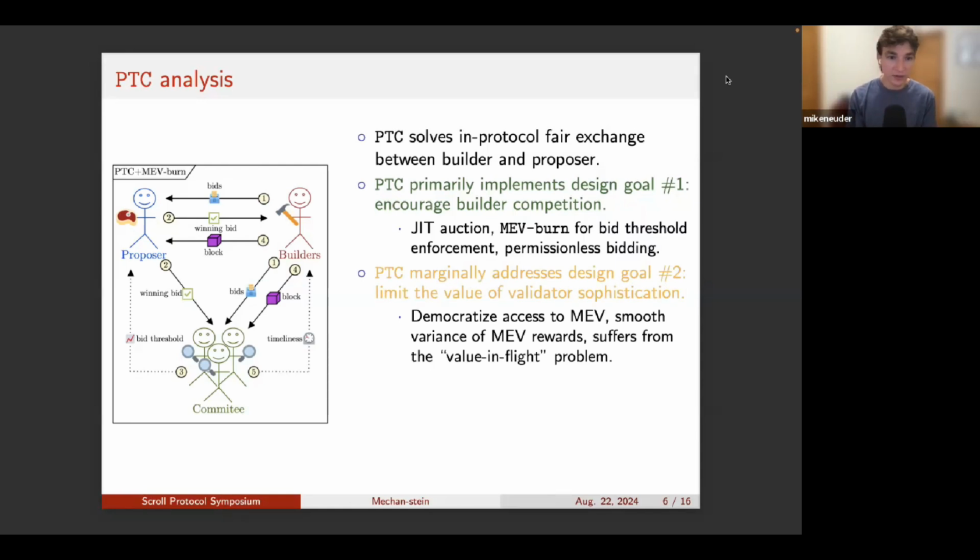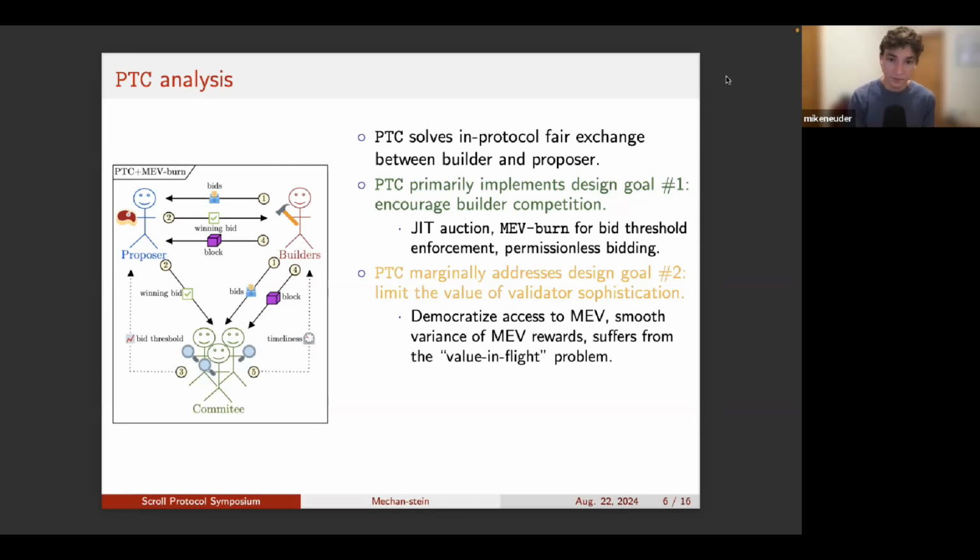So validators, any validators, including my home staking setup over in the other room, can get access to basically the state-of-the-art MEV searching through this marketplace, and that's great. Additionally, it smooths out the variance in MEV rewards, so big staking pools don't get the benefit of having high variance MEV rewards. So this tries to reduce the return on investment for sophistication of being a validator.